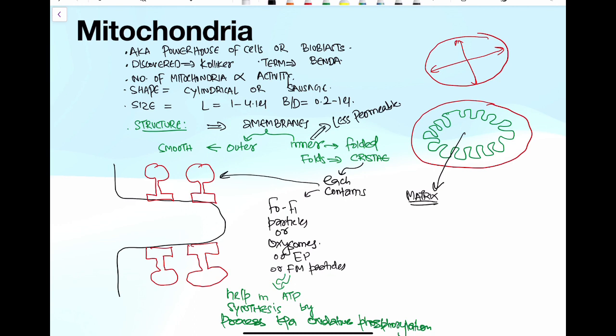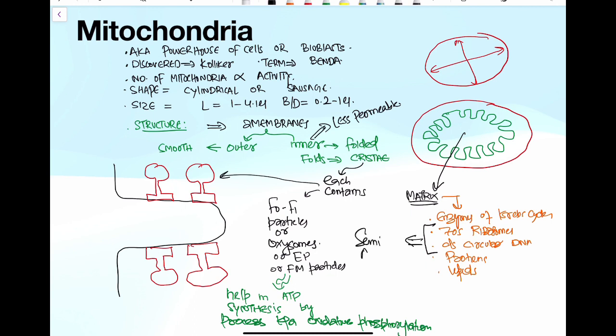You must always remember the matrix has certain important things. It contains enzymes of the Krebs cycle except succinate dehydrogenase. It contains 70S ribosomes. It contains double-stranded circular DNA. It contains its own proteins and lipids. Because of these, it is called a semi-autonomous organelle of the cell. It also divides independently of the cell by fission, a method used by prokaryotes. Sometimes it is also referred to as an endosymbiont of the cell.